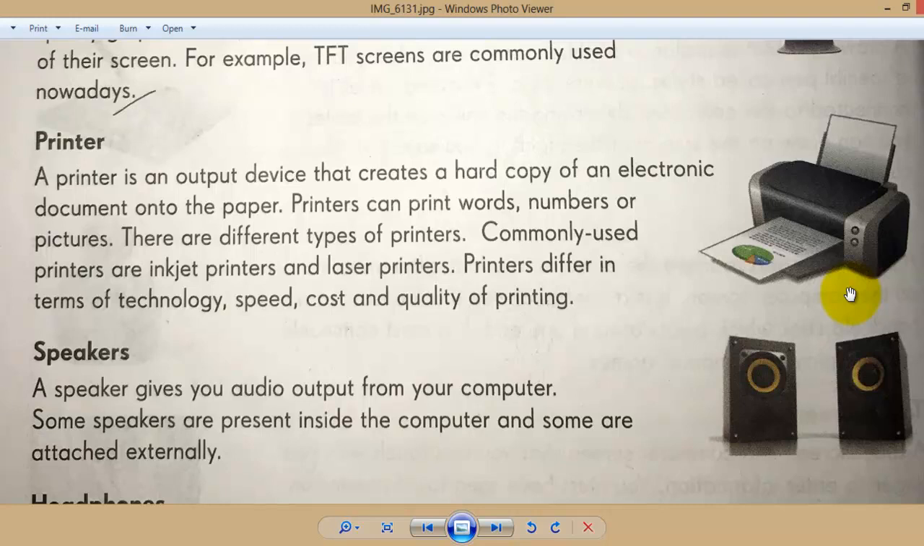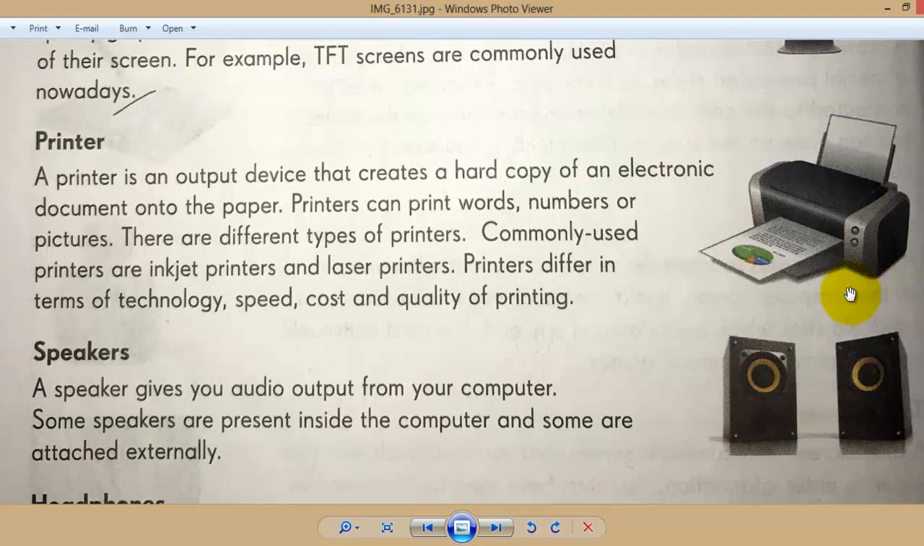A printer is an output device that creates a hard copy of an electronic document from the computer onto paper. Printers can print words, numbers, or pictures. These are different types of printers. Commonly used printers are inkjet printers and laser printers. Printers differ in terms of technology, speed, cost, and quality of printing. So the ones we commonly use are inkjet and laser printers.